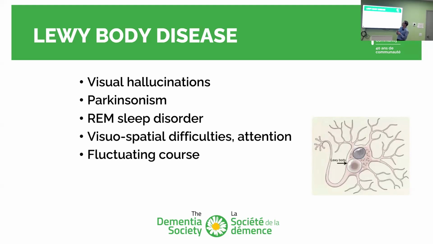And this fluctuating course means that, everybody has good days and bad days, but people with Lewy body dementia might seem fairly normal one day, and then the next day they're really drowsy, maybe a little bit confused, altered level of consciousness. So it's a big change, sort of hour by hour or day by day.